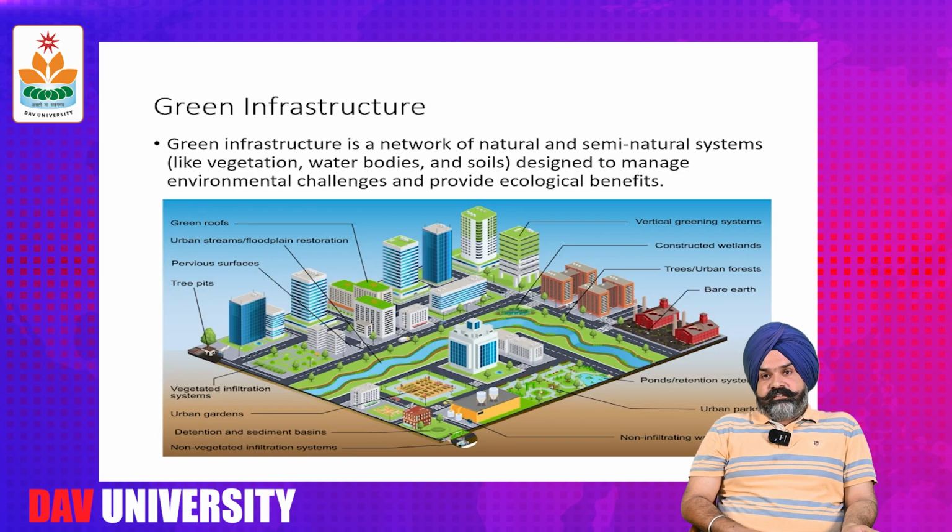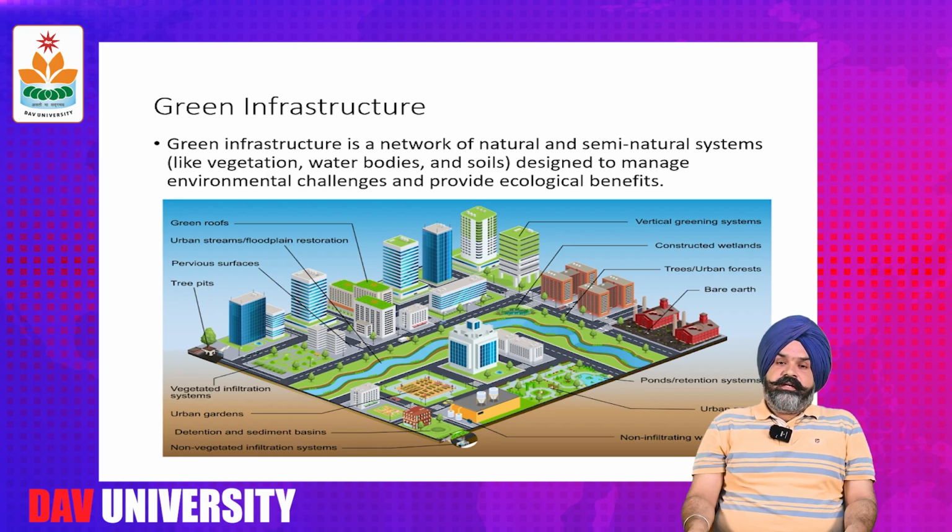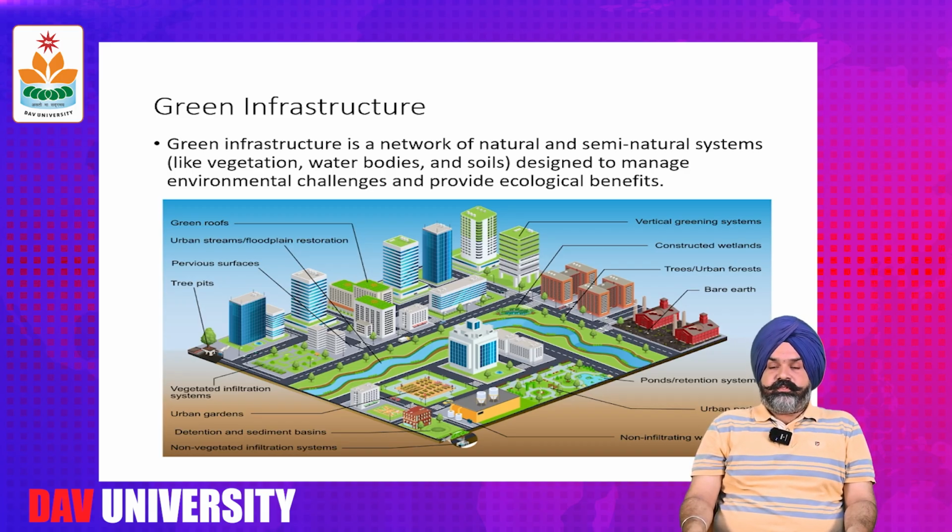After smart infrastructure, we are coming to green infrastructure. Green infrastructure means natural infrastructure. It can be semi-natural also, like vegetation, water bodies and soils, designed to manage environmental challenges and provide ecological benefits. There are many green infrastructure examples mentioned in this picture. You can see them one by one.